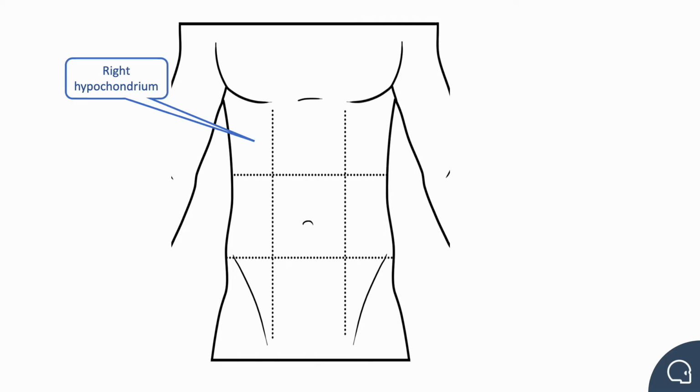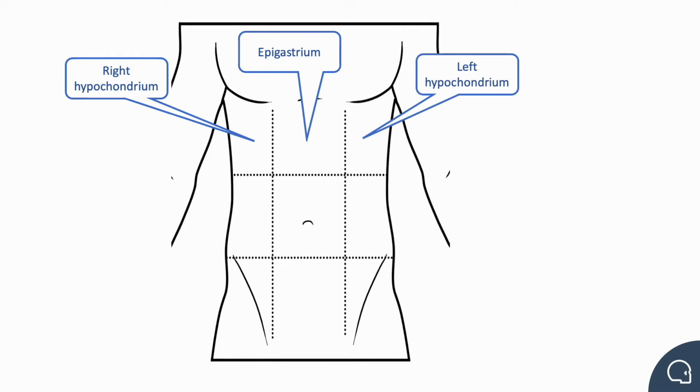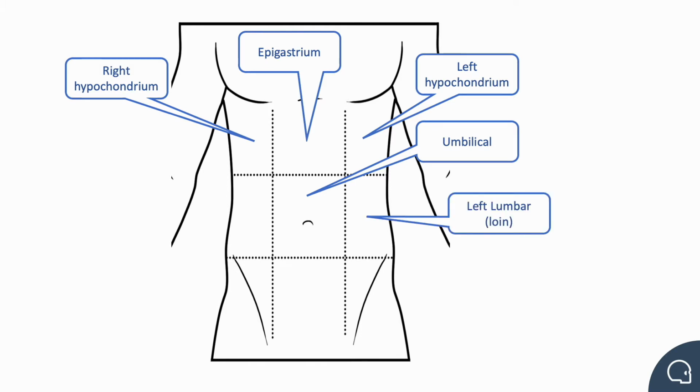Starting on the right hand side, we've got the right hypochondrium, called the hypochondrium because it's underneath the costal cartilages. Centrally in the upper part of the abdomen, the epigastrium, because it's around the stomach. Then the left hypochondrium. Around the tummy button, we've got the umbilical region. Going down on the left hand side, the left lumbar region. People often call it the loin, and you often find patients complaining about loin pain.